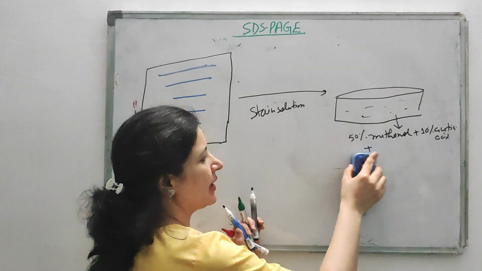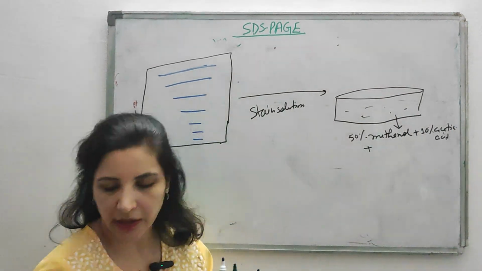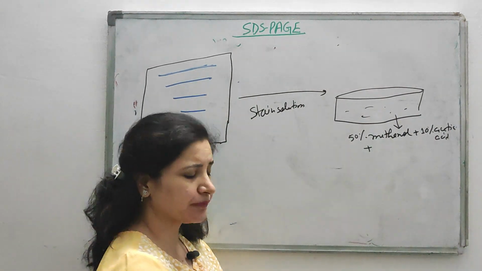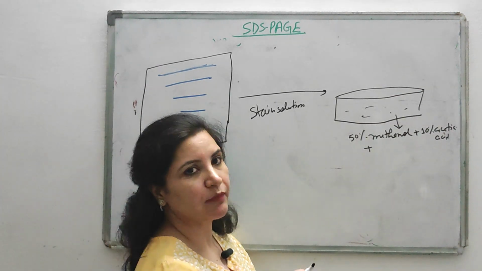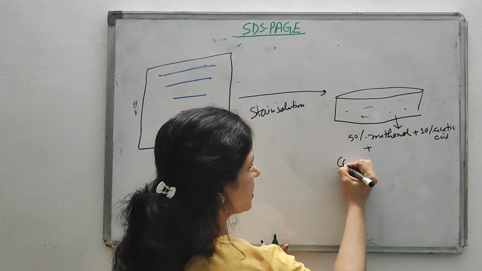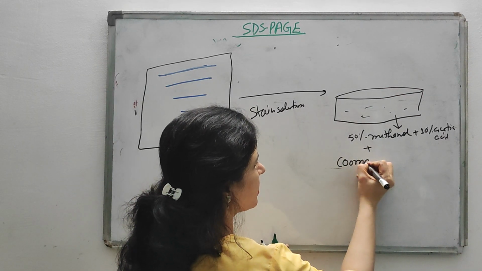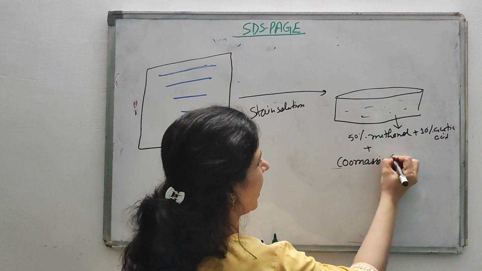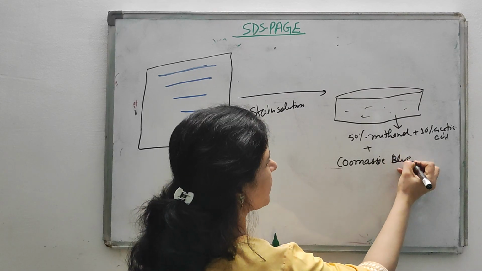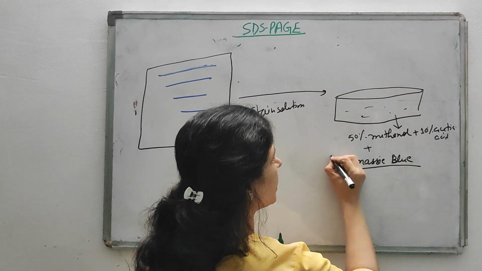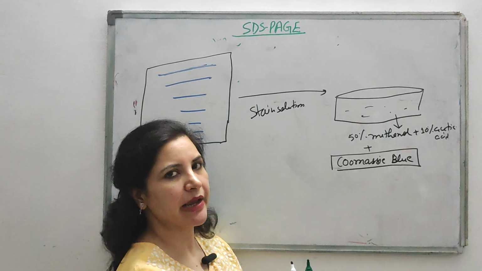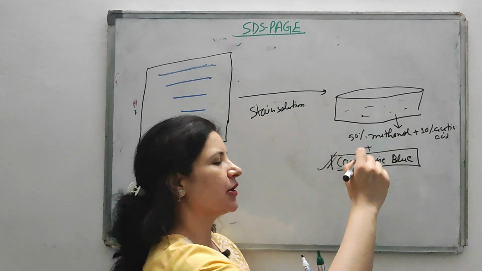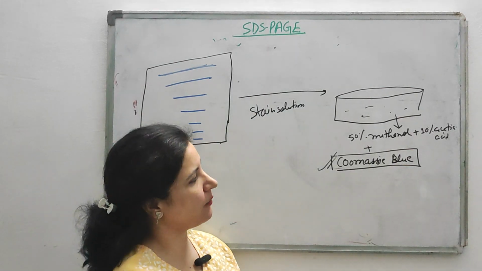Various types of stain dye are used, like Coomassie dye and Sudan black, etc. But most commonly in the lab, most labs are using Coomassie blue. Around 90% of labs are using this stain dye, Coomassie blue, because it is cheap and easily available. So 90% of labs use Coomassie blue for staining purposes.